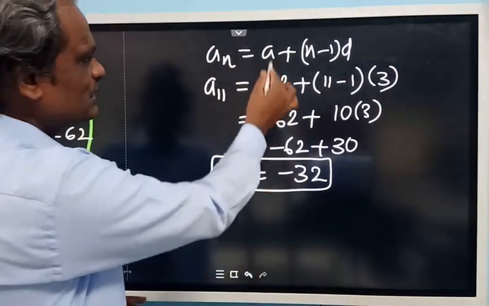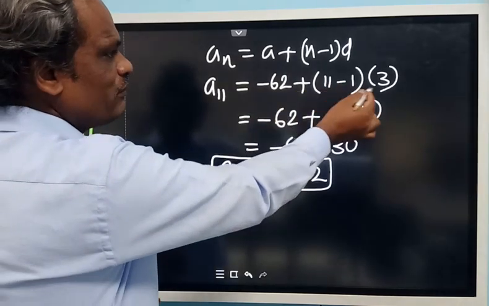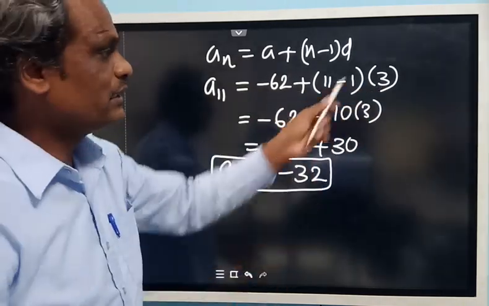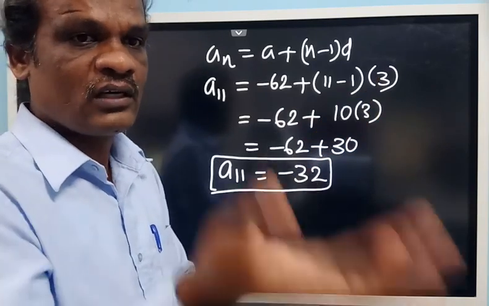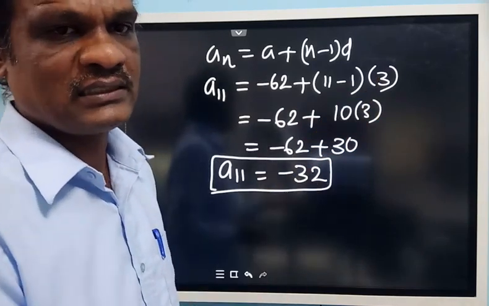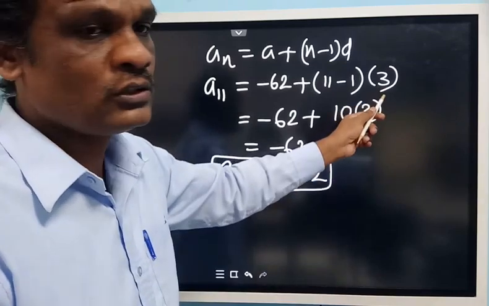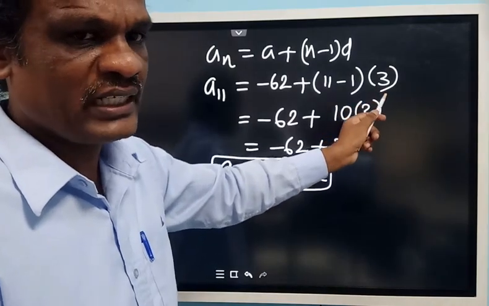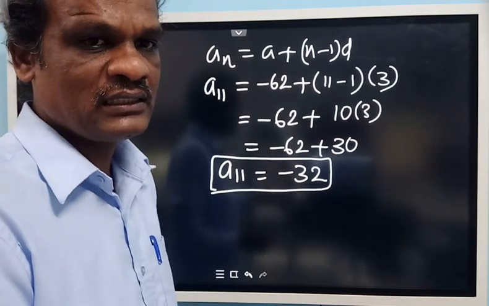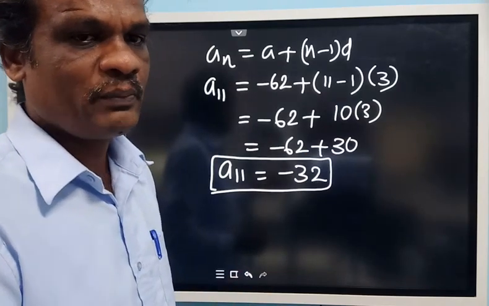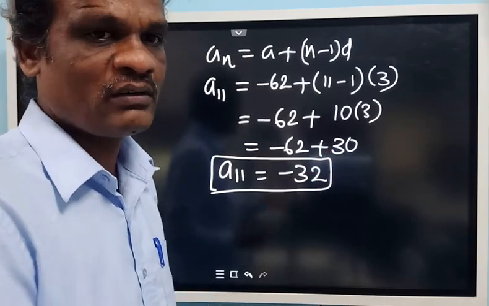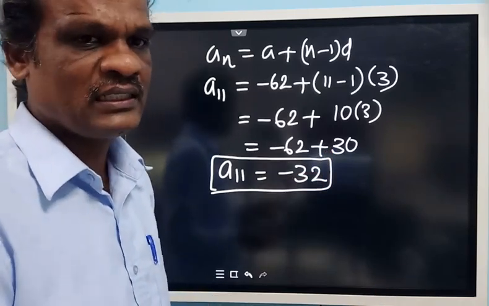So substitute a is equal to minus 62, and 11 minus 1. The only difference here is that in the given AP, d was negative. When you reverse the AP, d changes its sign. Minus 3 changes to plus 3. You should be very careful. When you are reversing the AP, the common difference also changes. A positive number will become negative, and a negative number will become positive when you reverse the AP.